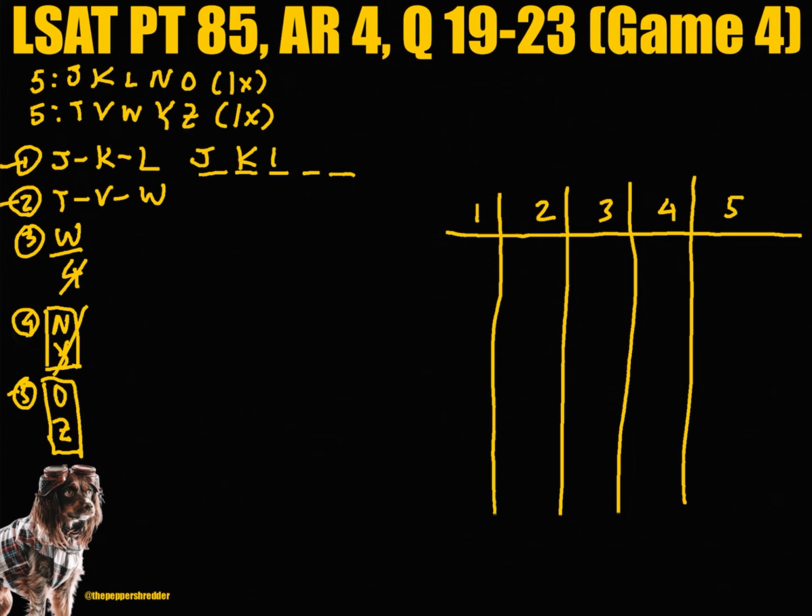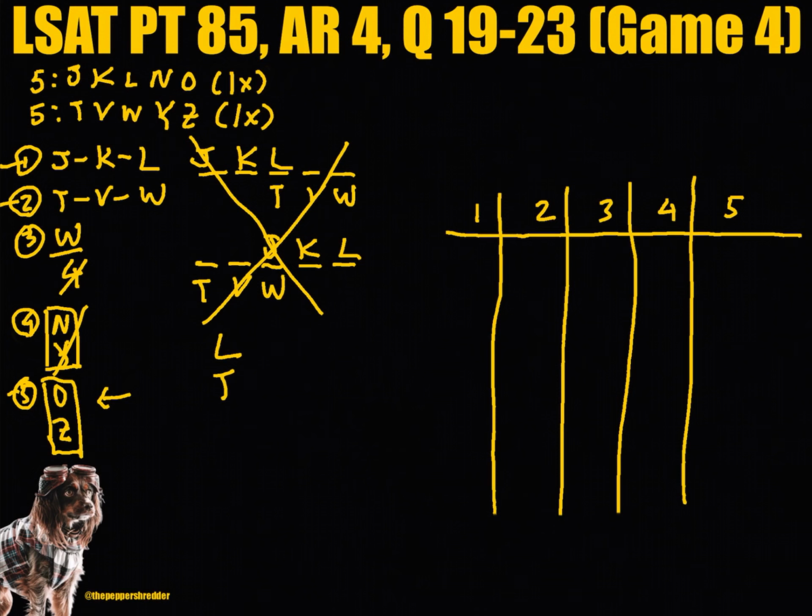For example, J, K, and L can be placed first, second, and third respectively, and T, V, and W can be placed third, fourth, and fifth respectively. In another example, J, K, and L can be third, fourth, and fifth, and T, V, and W can be first, second, and third. In both of these instances, there is no place for the O and Z block. Because of this, we can deduce that L and T cannot be grouped together, and J and W cannot be grouped together. Next, we can draw a table.